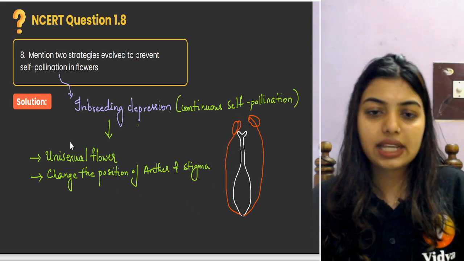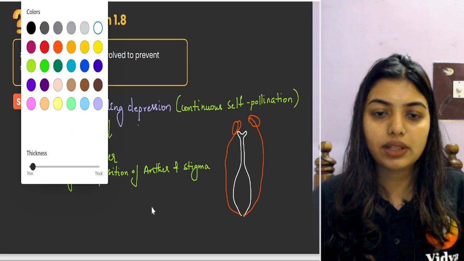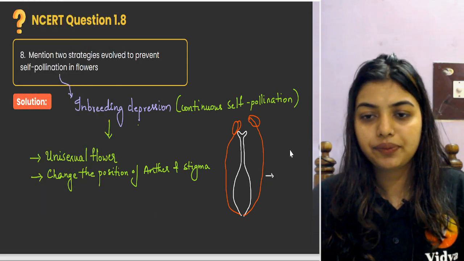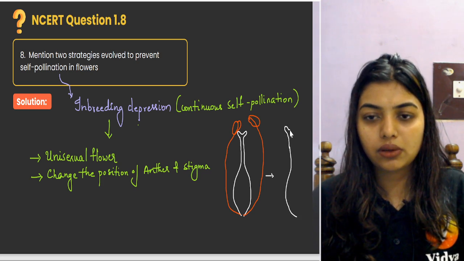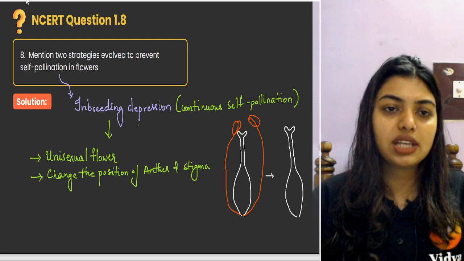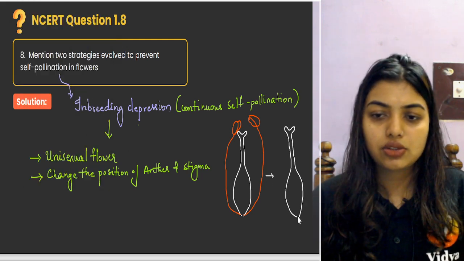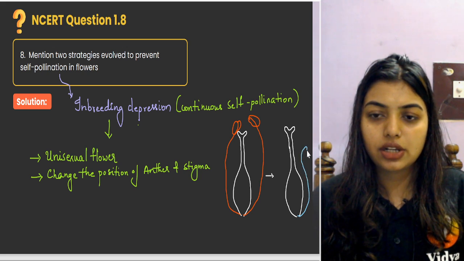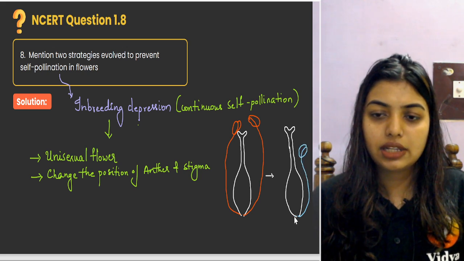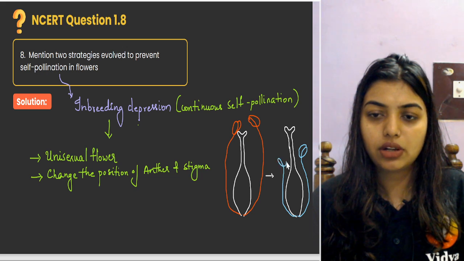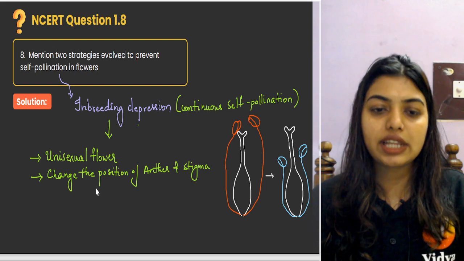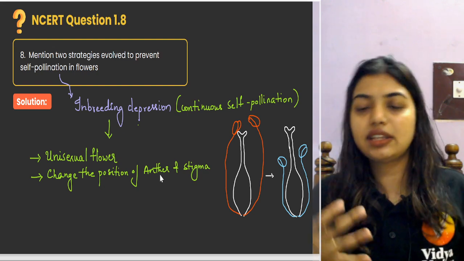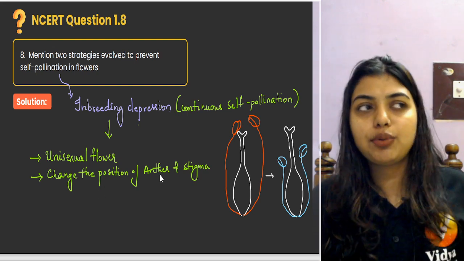Got it? In the second situation, the plant itself will do one thing. The plant will change the position. Terminologies are there for this, but you do not have to know. Okay, so it will reduce the size of the anther and increase the size of the stigma. This way what will happen, the anther will not fall on the stigma. The chances of anther falling on the stigma is almost negligible. So they will change the position of anther and stigma. This way what will happen, self pollination will not happen.